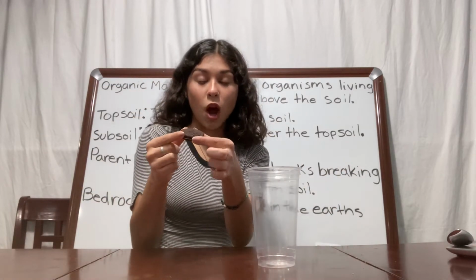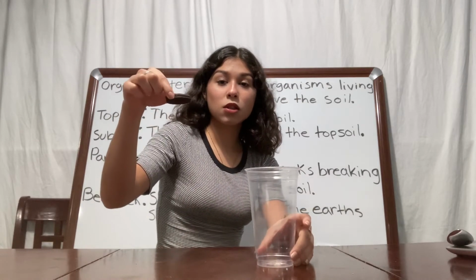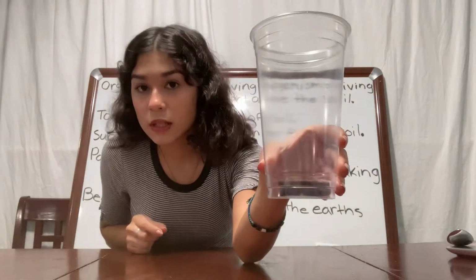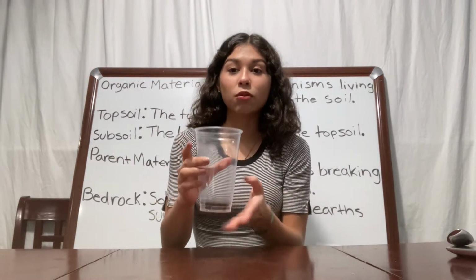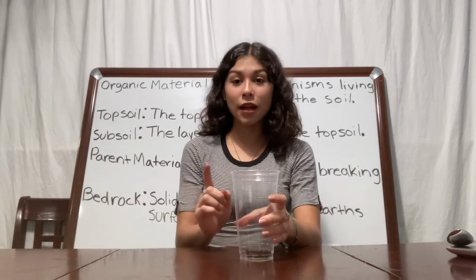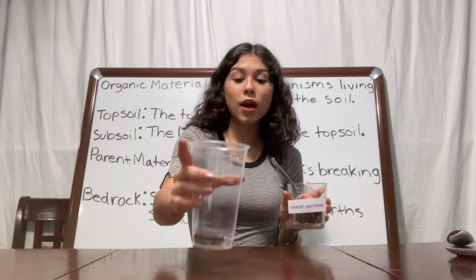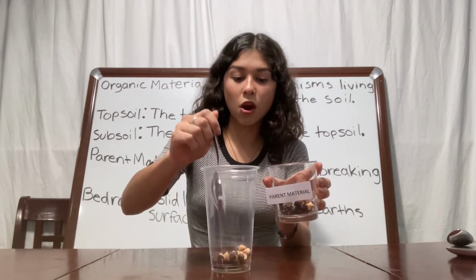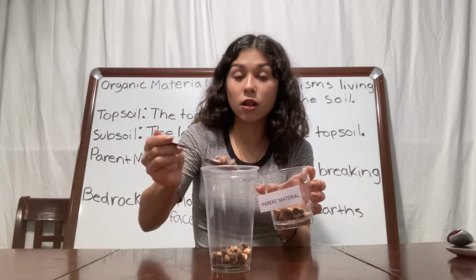This solid, not broken Oreo is going to represent our bedrock. So you want to place the Oreo right at the bottom of your clear cup, just like this. Very good, everyone. Okay, after bedrock comes, that's right, parent material. So we're going to grab these chocolate chips and we're going to put them right above our Oreo to represent our parent material. Just like this.